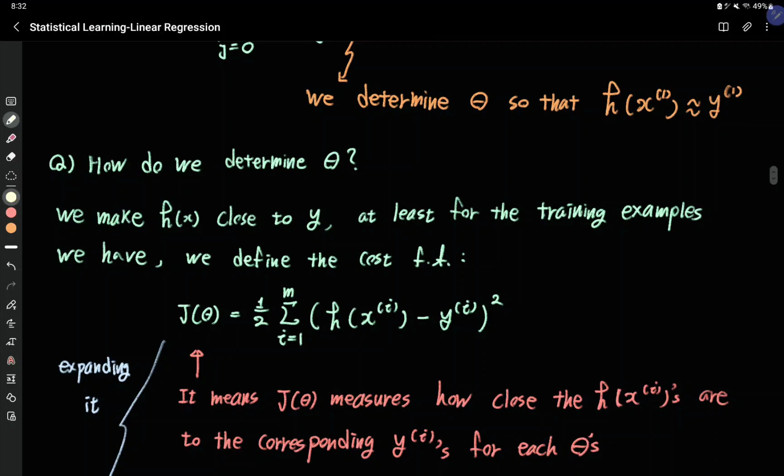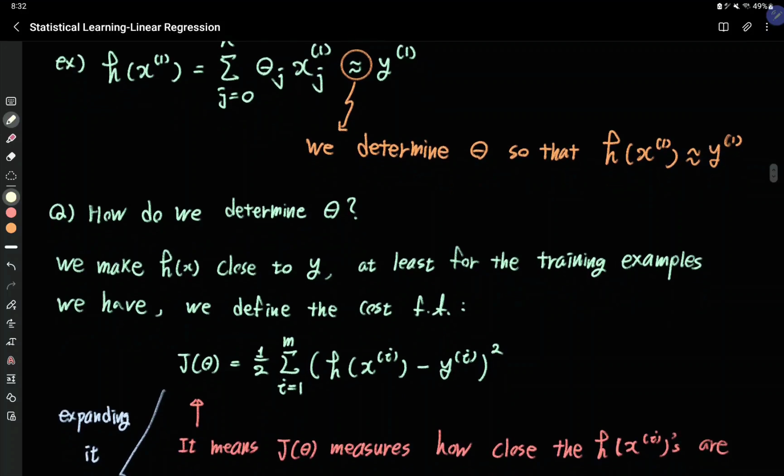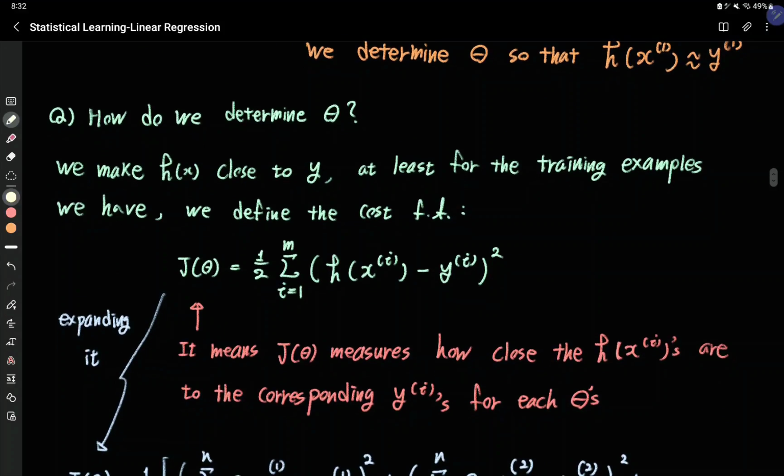What is the cost function? It is the difference between the hypothesis and the target value in the training example, which we already know. Take the square, sum them, and then divide by 2. Okay, that is the cost function. And then what are we going to do? We want to find the theta that minimizes that cost function.